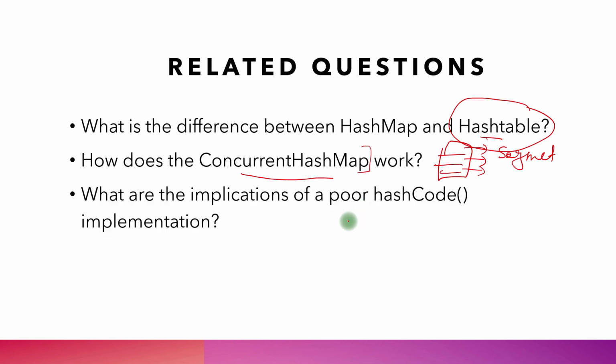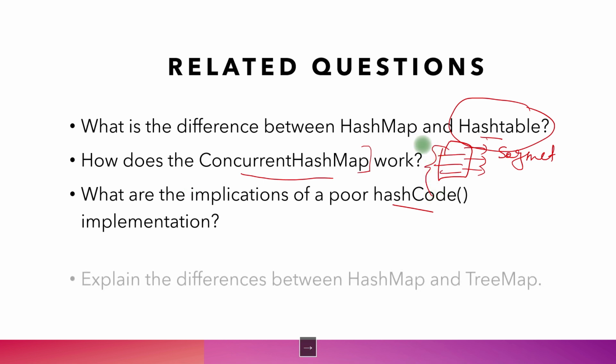The next one is, what are the implications of a poor hash code? When we do not have a proper hash code, there will be more chances of hash collision. That will give us the worst case time complexity when using HashMap. So have a proper implementation of hash code so that the keys are distributed across the buckets properly.